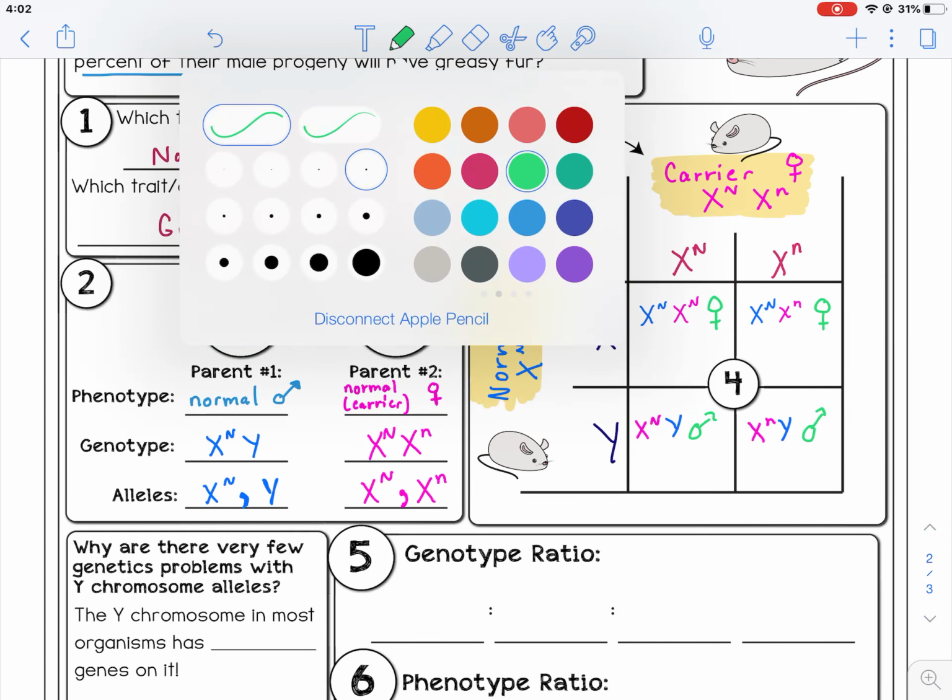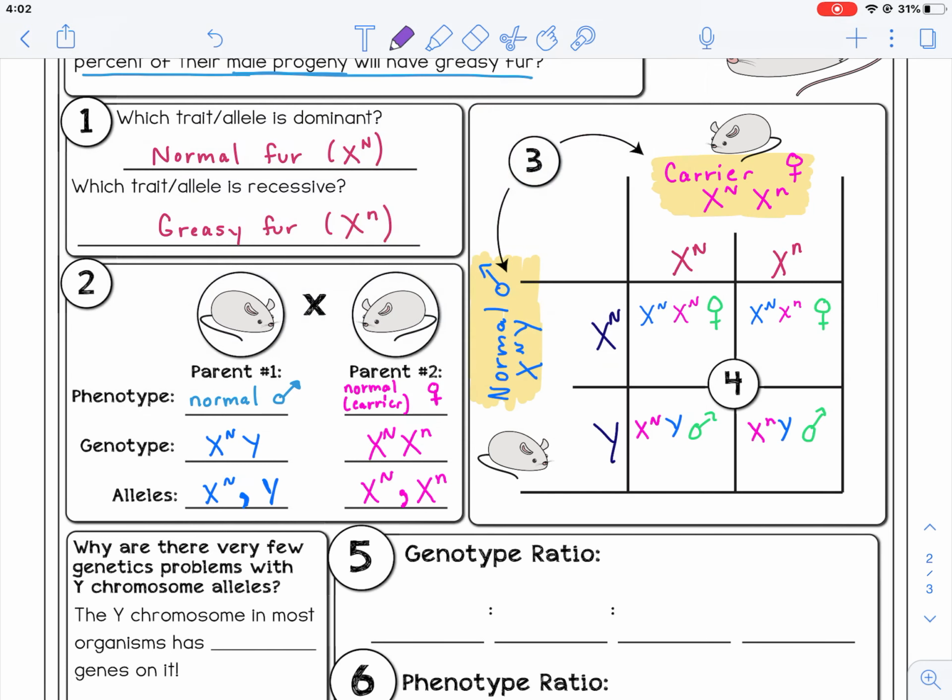Okay, now let's figure out what trait they have. So this top left-hand corner has two big N's. So they're going to have normal fur. All right, the top right-hand corner is a female. So she has two copies of the X chromosome. She has one big N, which means she's going to have normal fur because she has a copy of the dominant allele.